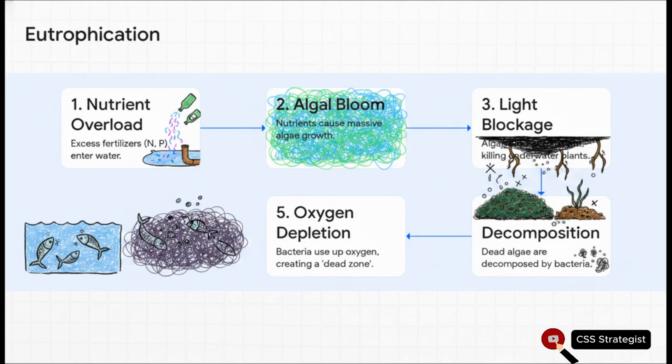You get excess nutrients, maybe from a farm or some sewage, pouring into a lake. This kicks off a huge algal bloom on the surface, which looks like a thick green carpet. That carpet blocks all the sunlight, so the plants underneath die. Then, when the algae itself dies, bacteria start to decompose it, and in the process, they suck up all the oxygen in the water. The result? A dead zone, where fish and other life just can't breathe.